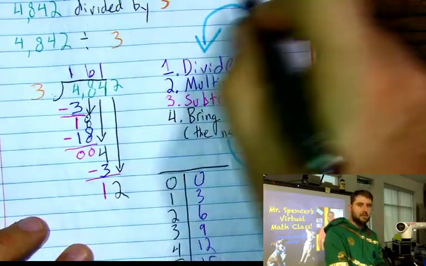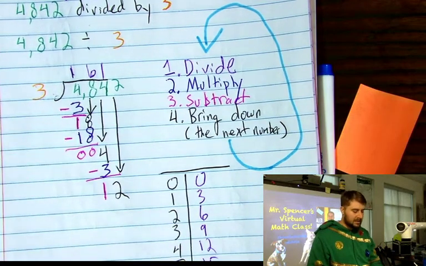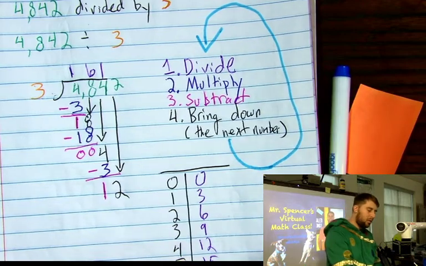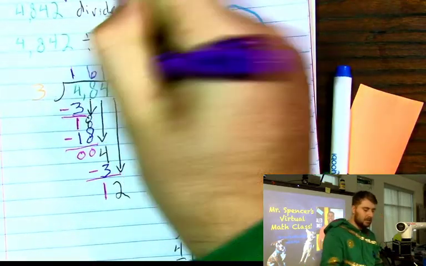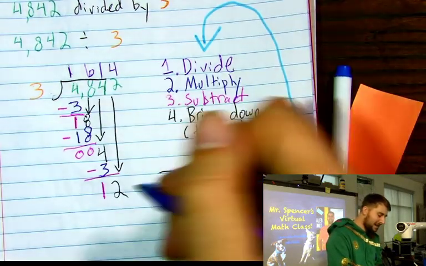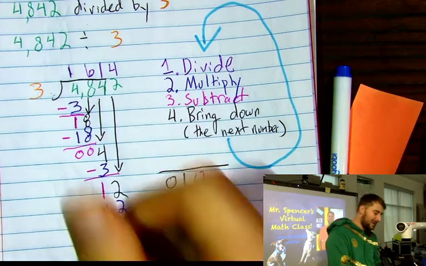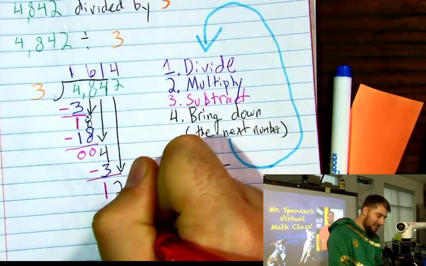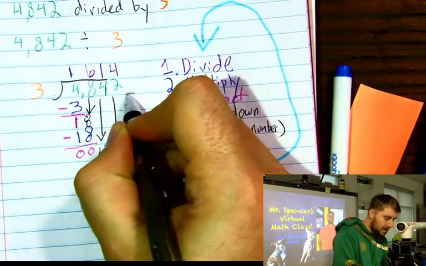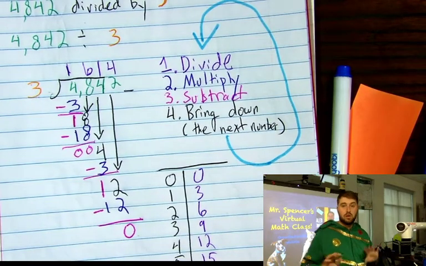Then we go rinse and repeat one more time. We're going to ask ourselves, what is 12 divided by 3? Well, I see right here, 12 divided by 3 is 4. We'll put that number up on top. Second step today is to multiply. 4 times 3 is 12. Step 3 is subtract. 12 minus 12 gives us a big 0. Now there is nothing left to bring down, so we are all set because there's nothing else to bring down and we have a 0 down here.